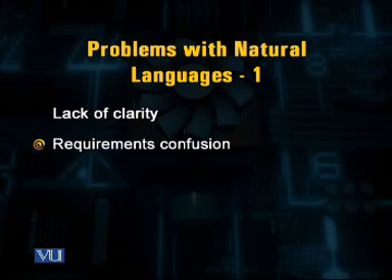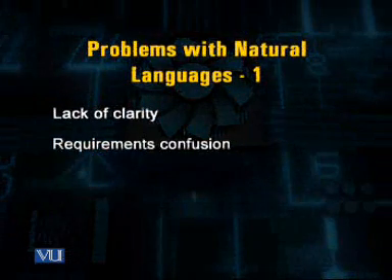Then there is requirements confusion. The second problem with using natural languages for documenting requirements is the requirements confusion. This means that the developers are not sure as to what kind of requirement this is. Is this a functional requirement, or is this a non-functional requirement, or is this a domain constraint, or is it a design constraint? And this is a problem that requirements writers have to overcome and clearly state their requirements.